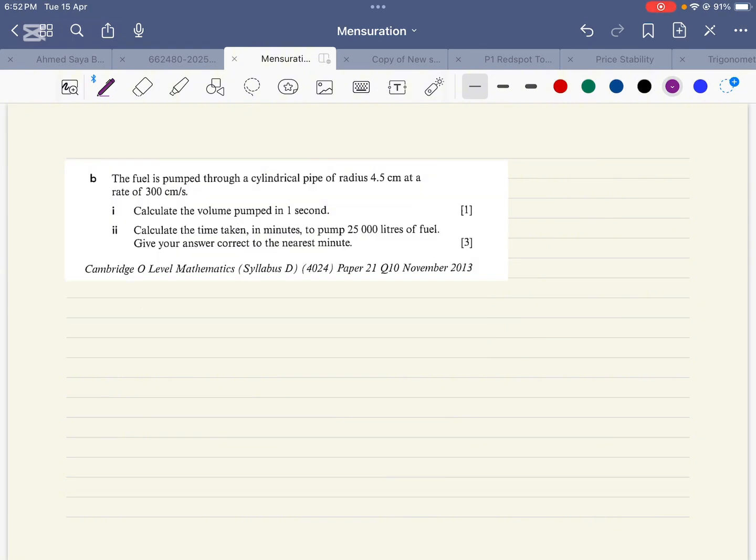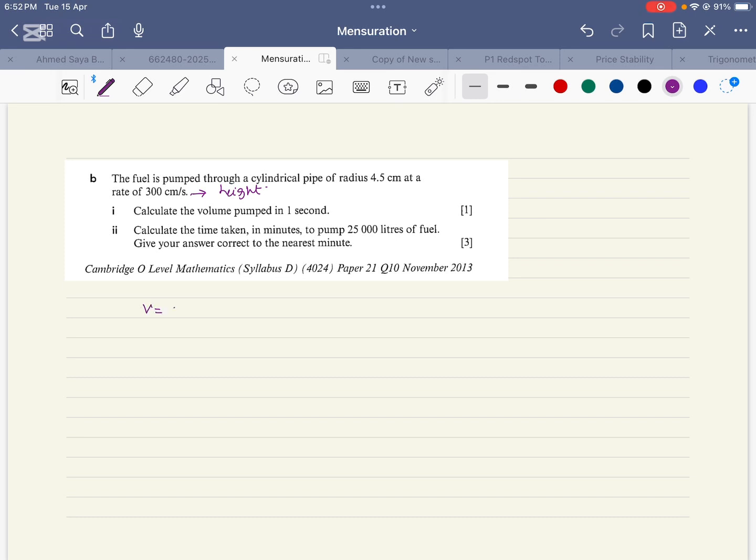Question says the fuel is pumped through a cylindrical pipe of radius 4.5 centimeter at a rate of 300 centimeter per second. This becomes the height. It's not volume because the unit does not say centimeter cube. It says 300 centimeters per second. It means that in 1 second it passes a length of 300 centimeters. So it becomes the height of the cylindrical pipe. Calculate the volume pumped in 1 second.